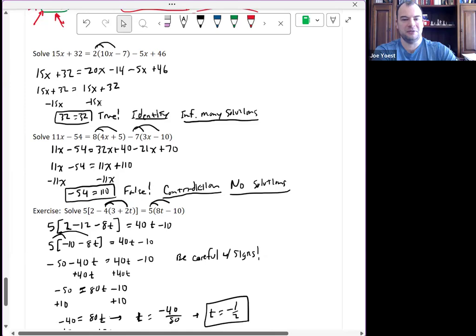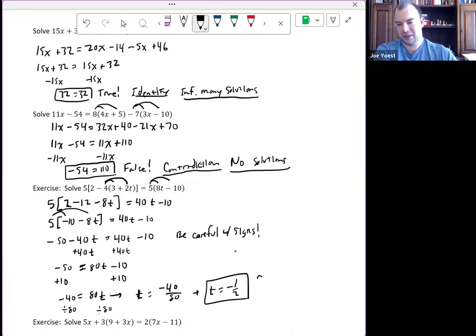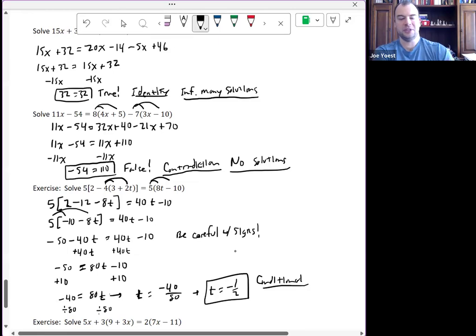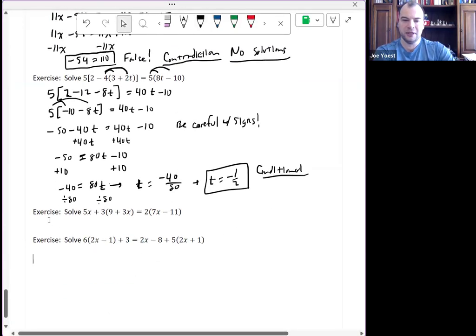But we see the first one is an identity, the second one a contradiction, and the third one a conditional. I suppose I should write that here. The third one, the two sides are the same if and only if t equals -1/2. When we come back, we'll do these last two as warm-up exercises, and then move on from there.